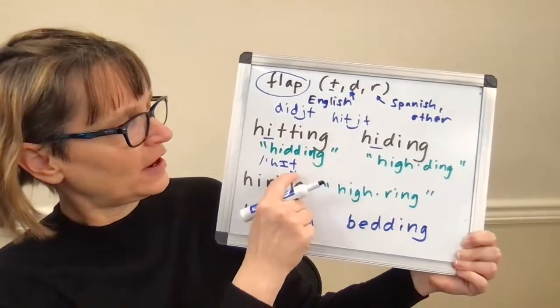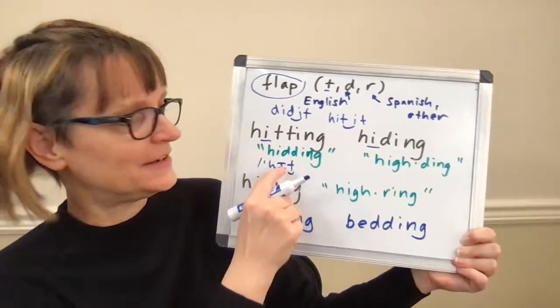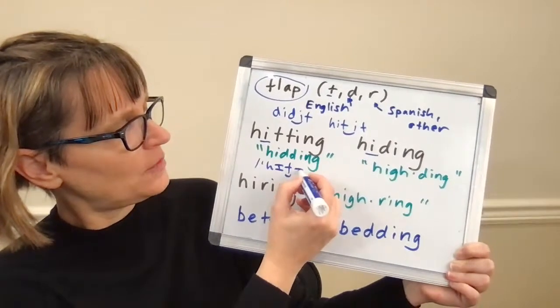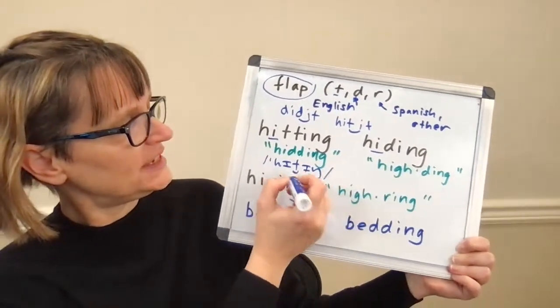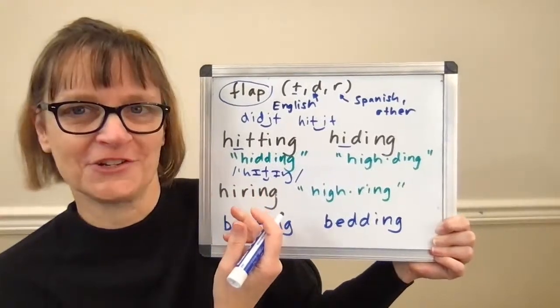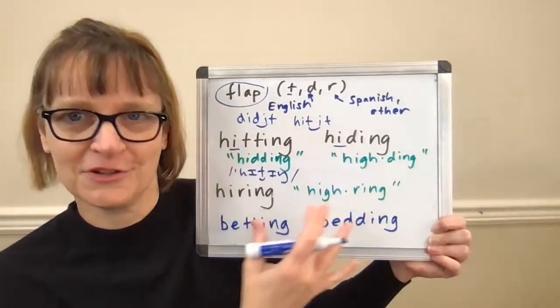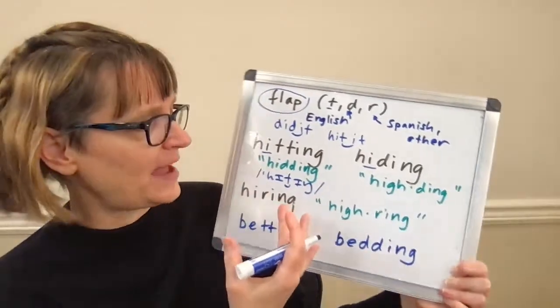The way we mark a flap, one way we mark a flap in the IPA is with a T with a little line under it. I usually use that one to help you see, but the dictionary may or may not show that. The dictionary might just show you a T, which doesn't let you know. So you need to learn the rules and patterns for where the flap happens.